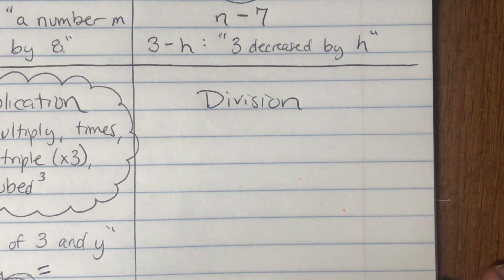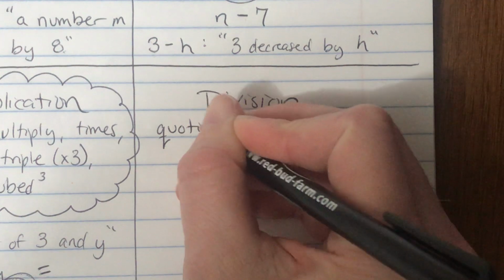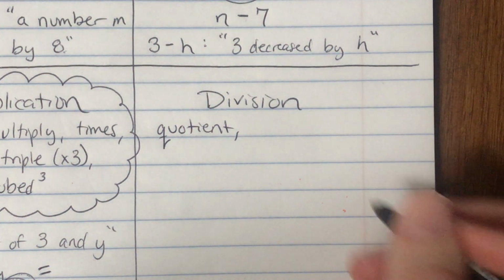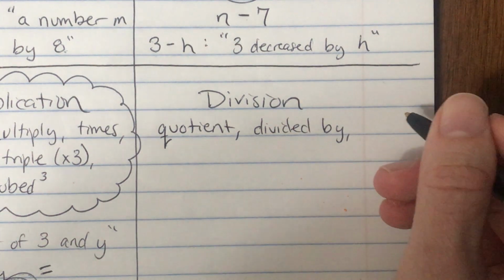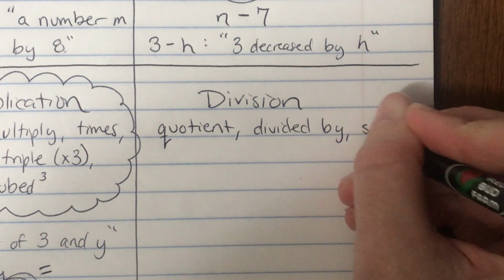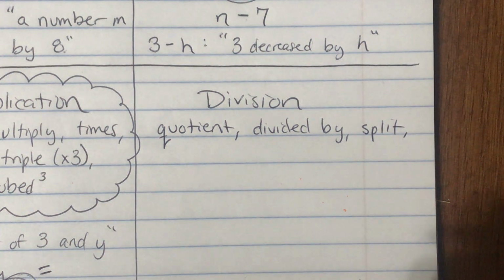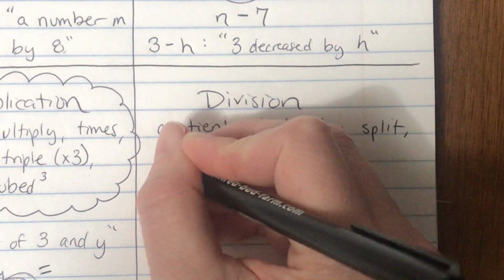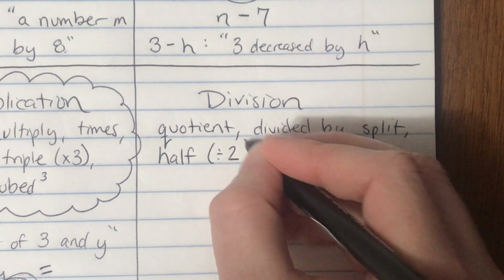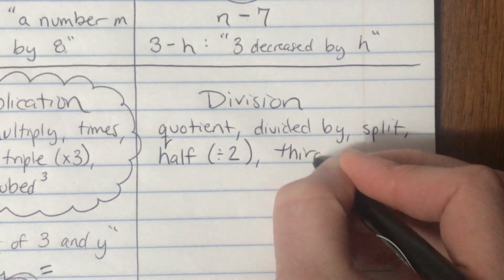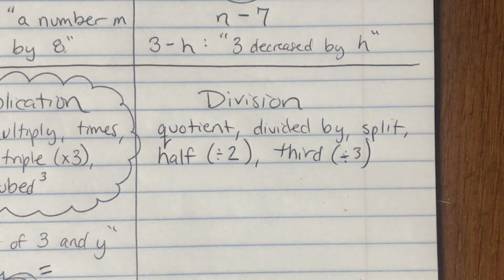And then division, last but not least. So division, the fancy word is quotient. Q-U-O-T-I-E-N-T, quotient. Also divided by. You could say split. If something gets split, it would be division. You could also say something like half. Now, if you half something, you're specifically dividing it by 2. You could also say third. If you third something, you're dividing it by 3. That's as far as we'll go with that. But those types of words, 4th, 5th.